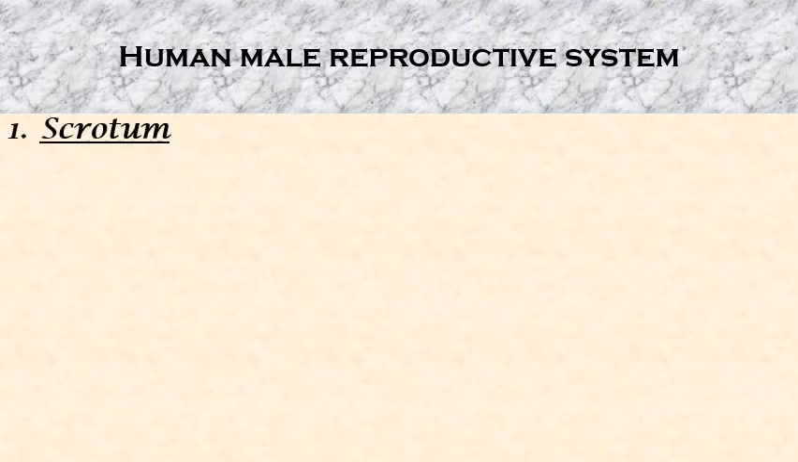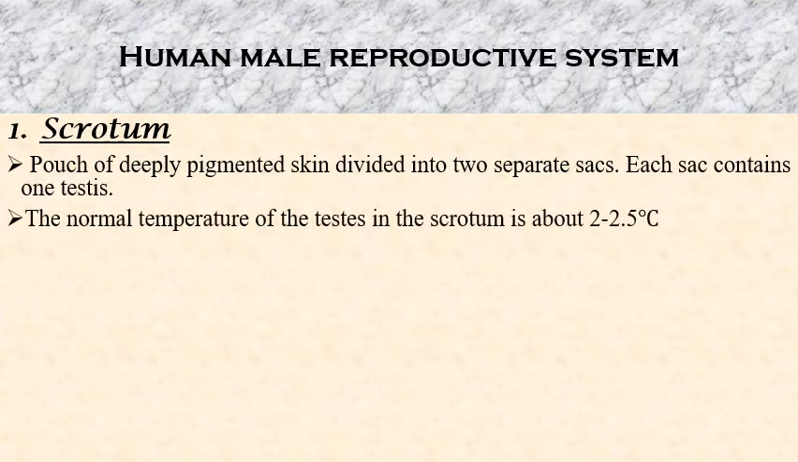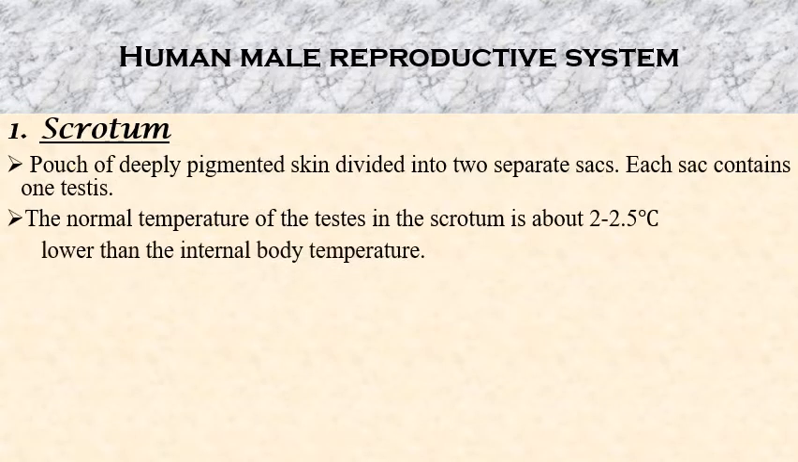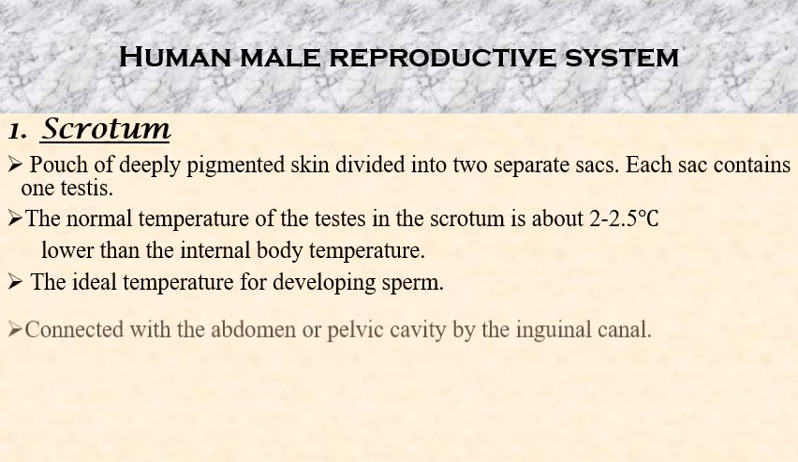Let's start with the very first part of the human male reproductive system, the scrotum. The scrotum is deeply pigmented skin which is divided into two separate sacs, and each sac contains one testis. The normal temperature of the testis in the scrotum is about 2 to 2.5 degrees lower than the normal body temperature, and this lower temperature is responsible for the development of the sperms.